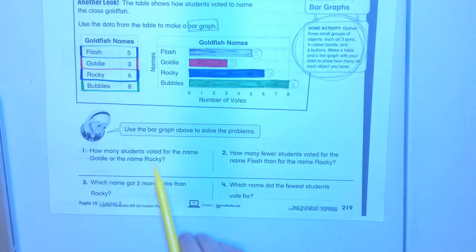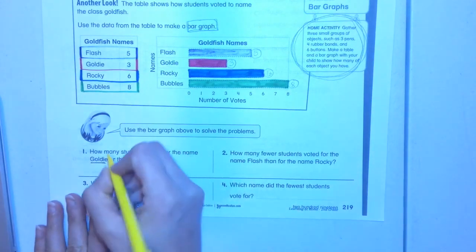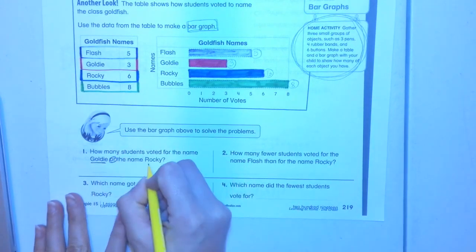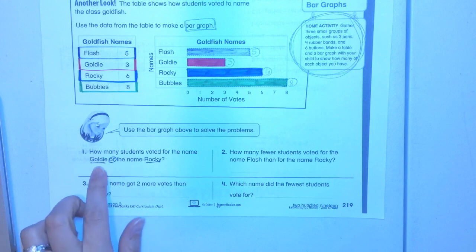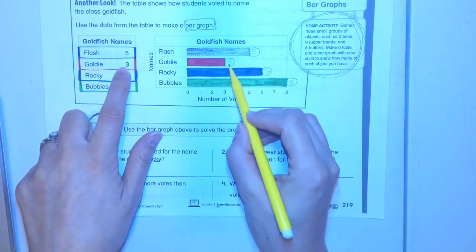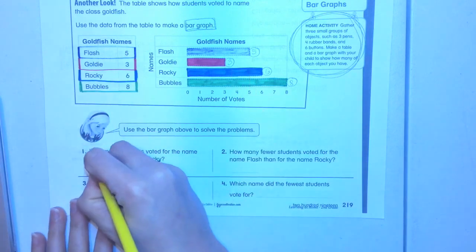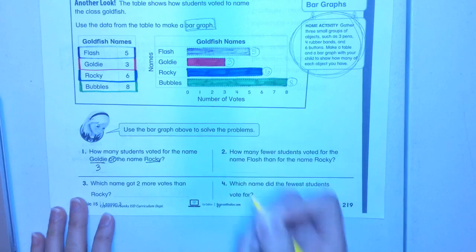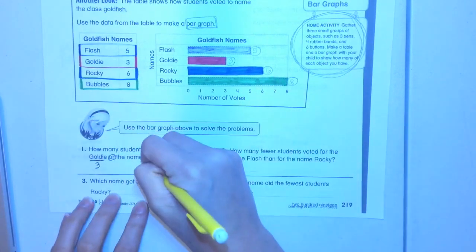It says, how many students voted for the name Goldie or the name Rocky? So I have to look at both. I can't just look at one, I have to look at both. So I'm going to look at Goldie first. And it says I can look here or here. It's the same information. It's just a different way to organize it. So we know that Goldie has 3 and Rocky has 6.